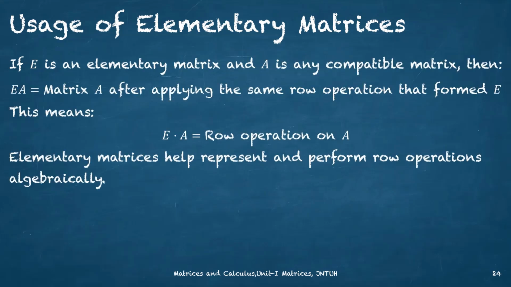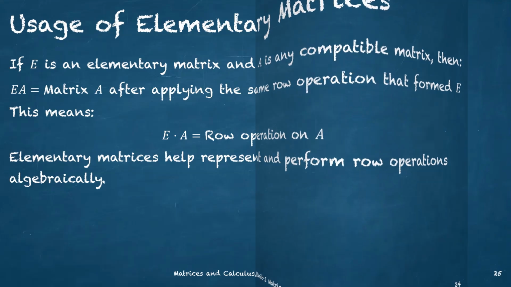Usage of elementary matrices. Let's understand how elementary matrices are used. Suppose E is an elementary matrix and A is any compatible matrix. Then, when we multiply E with A, that is E times A, the result is the same as applying the row operation on matrix A that was used to create E. In other words, multiplying E with A gives us matrix A after the corresponding row operation. So, elementary matrices allow us to perform row operations in an algebraic way using matrix multiplication.